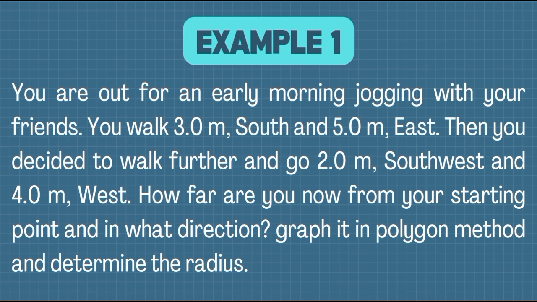Let's take the first example for the polygon method. You are out for an early morning jog with your friends. You walk 3 meters south and 5 meters east. Then you decide to walk farther and go 2.0 meters southwest and 4 meters west. How far are you now from your starting point and in what direction? Graph it in the polygon method and determine the resultant.